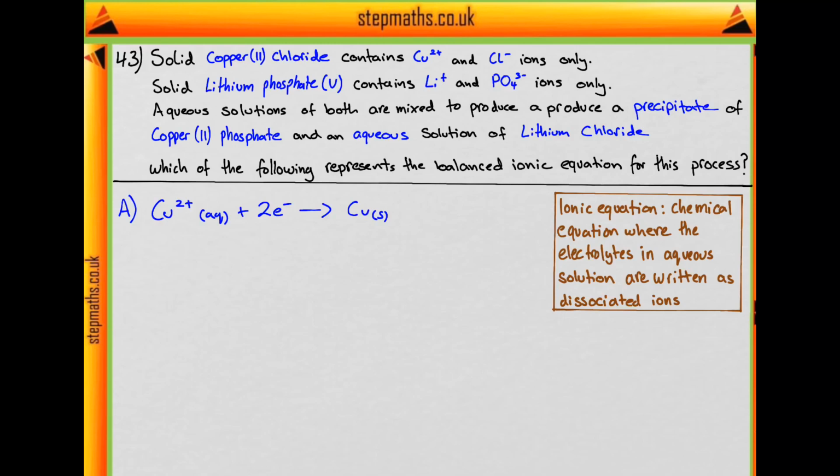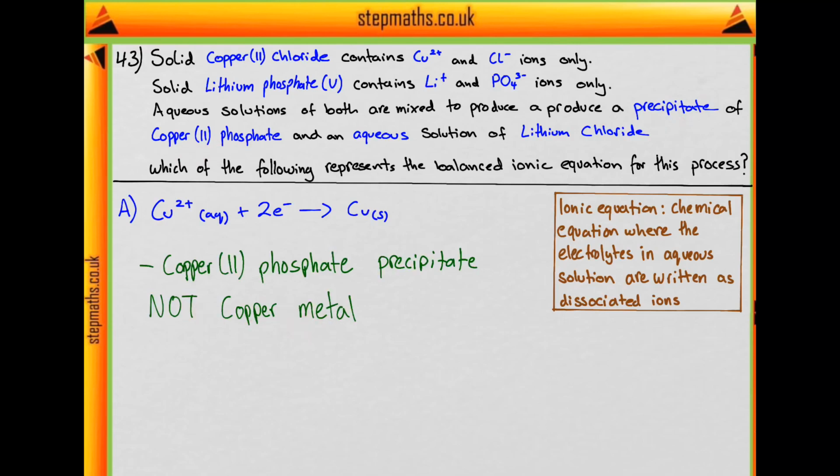So for our first equation A, we have Cu2+ plus 2 electrons goes to copper metal. But our question here says we have a precipitate of copper phosphate, not copper metal. So this equation is wrong.